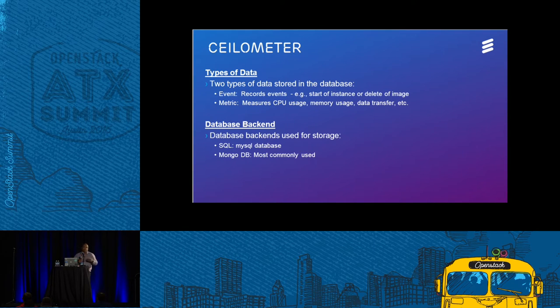Or you delete an image. You add a different volume, attach a volume, detach a volume. All these kinds of events. So Ceilometer talks to the message bus, and from there, it retrieves those events.